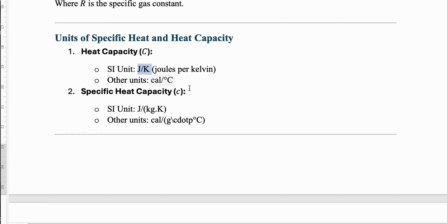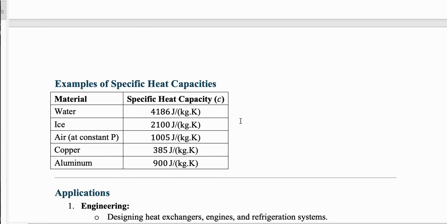Next we have what we call specific heat capacity. It is joule per Kelvin, no doubt, but then there is per unit mass, so maybe 1 kg. So this is joule per kg Kelvin. This is the unit of specific heat.